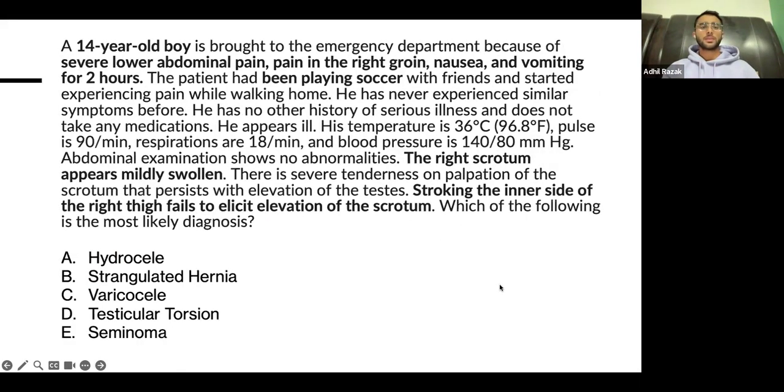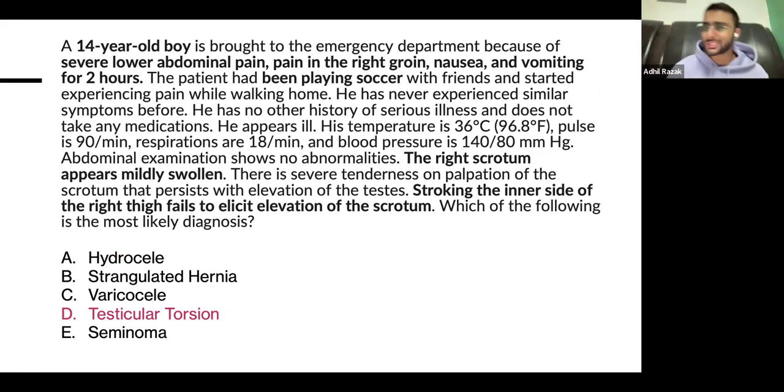All right, next question. We have a 14-year-old boy. He's brought to the ER because of severe lower abdominal pain in the right groin area, with nausea and vomiting for 2 hours. He has been playing soccer, football, with his friends, American question banks. Anyways, he started experiencing pain while walking home. He has never experienced similar symptoms before, and has no other history of serious illness. He does not take any medication.